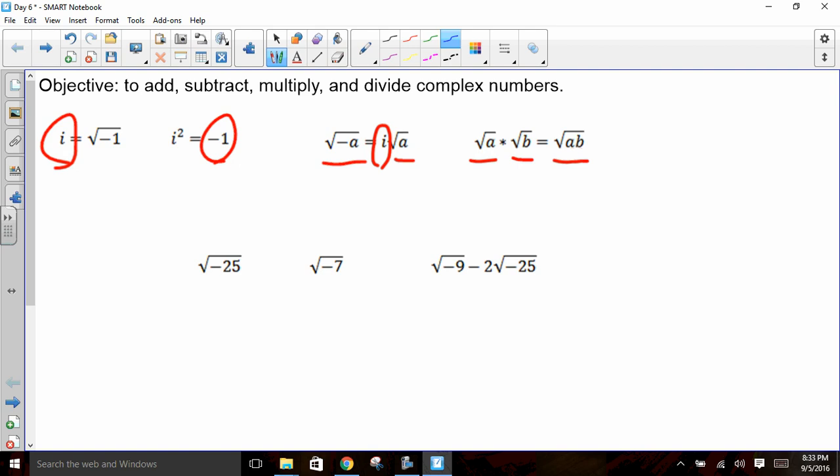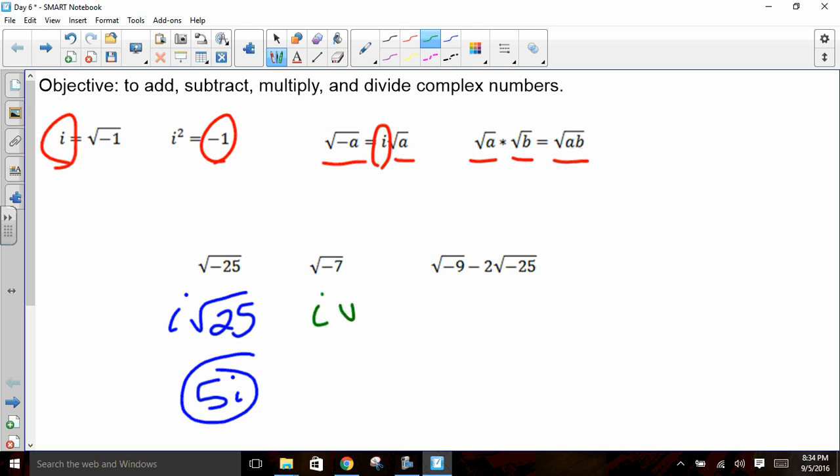I have the square root of negative 25. Well, I can get rid of that negative sign by bringing out the i and having the square root of 25. Well, the square root of 25 is 5, so then I have i times 5. And just like with my x and y's and any other variable, it always goes coefficient, then the variable, so it's going to go 5 times i, or 5i. Let's take a look at that second one. The square root of negative 7. Let's bring out that i. Well, 7 is not perfect. Nothing can come out of it. I can't reduce it down. So that answer is just i square root 7.